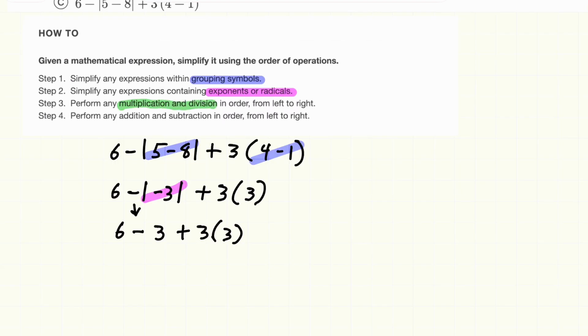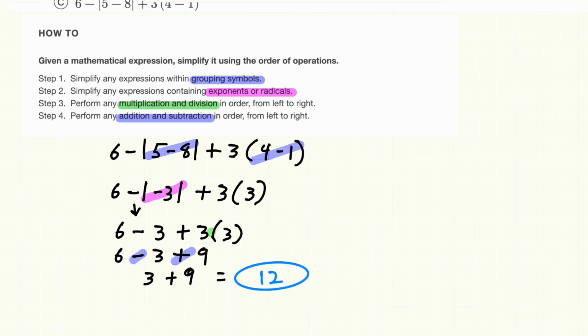We then have multiplication and division. Multiplication is here, so rewriting once more, 3 times 3 is 9. And now that we're left with just addition and subtraction, we do addition and subtraction left to right. 6 minus 3 is 3, plus 9 gives us 12. So we've simplified to just 12.